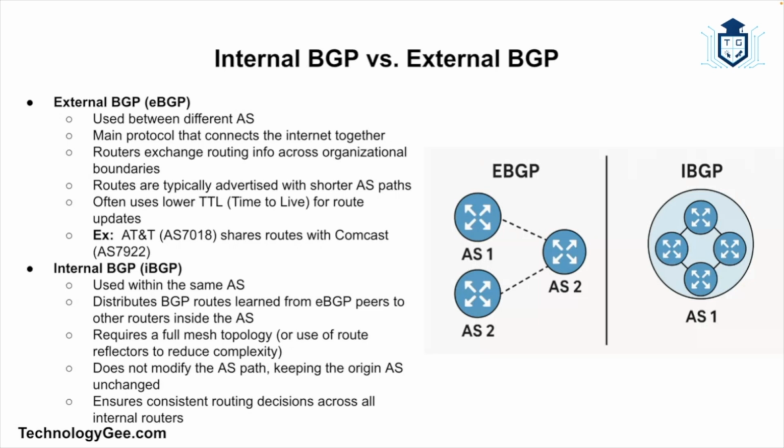And then you have an internal BGP, and this is used within the same autonomous system, and this helps routers inside the same autonomous system share external routes they've learned from other external BGP neighbors. And all internal BGP routers in the same autonomous system must be fully meshed or use something like route reflectors in order to pass this information back and forth to each other.